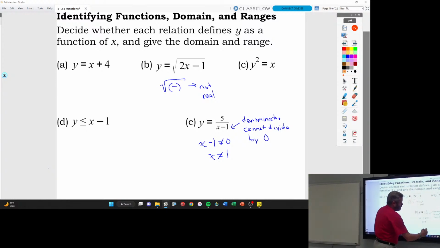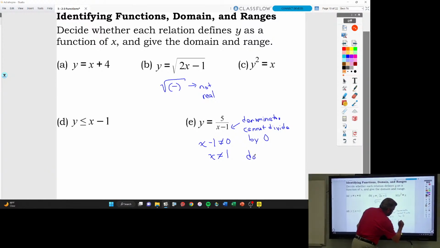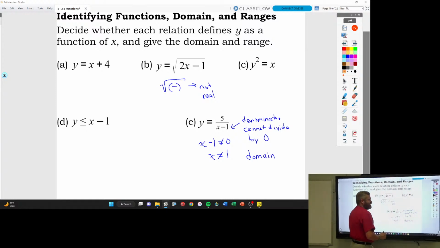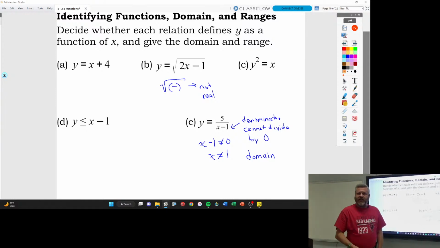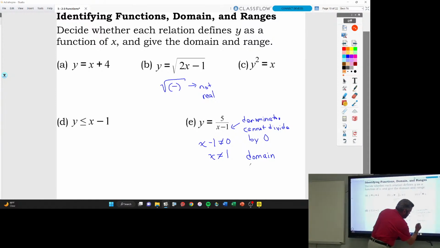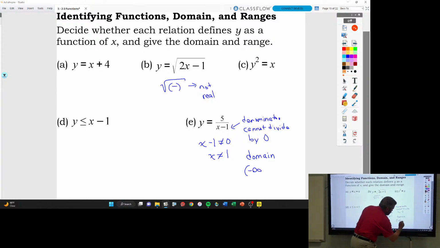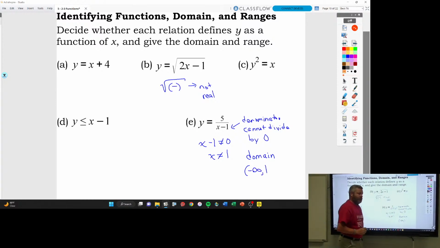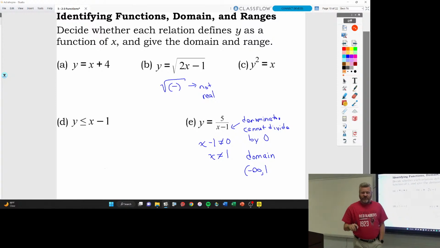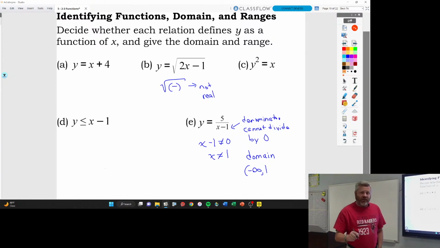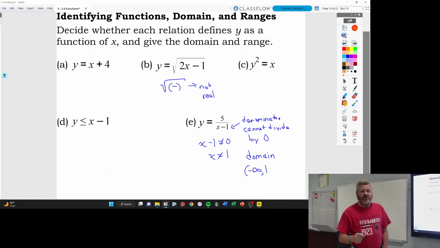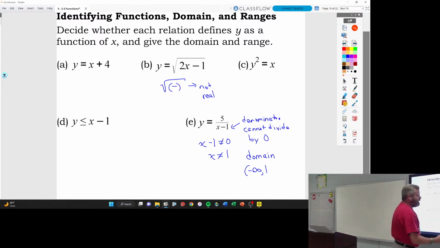Okay, so let's write that. The domain. It can be anything except 1. So it goes down to negative infinity. So it can go from negative infinity up to 1. But can it be 1? And the answer to that is no, it can't be 1. So I cannot put a bracket on this, because if I put a bracket on the 1, that means yes, it can be 1. But no, it can't be 1.